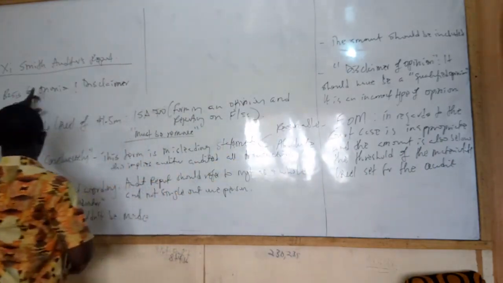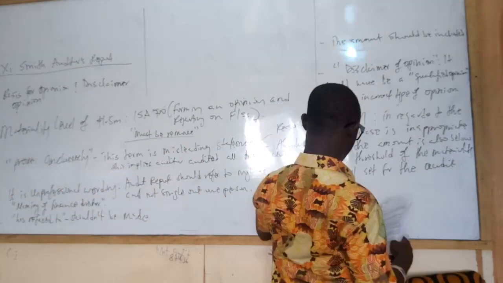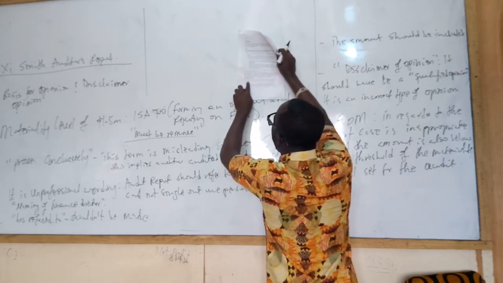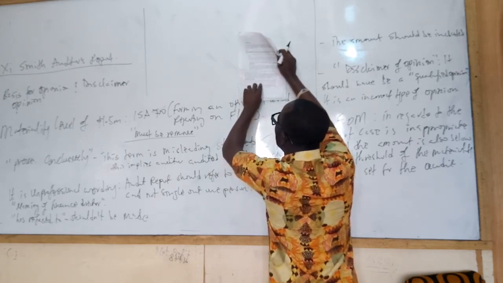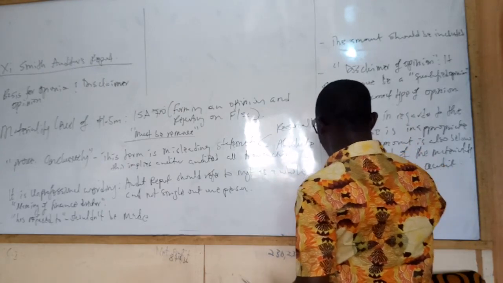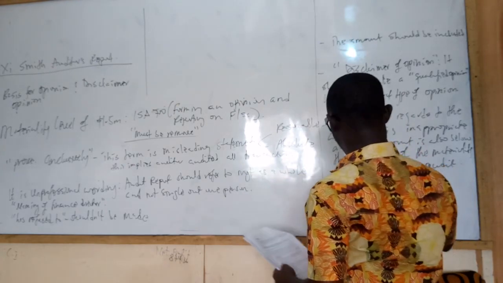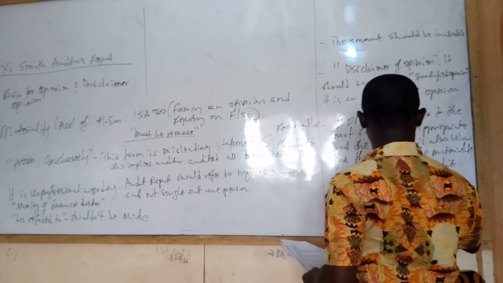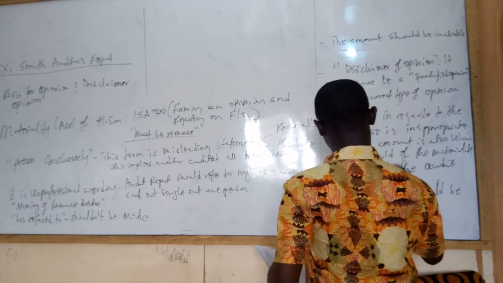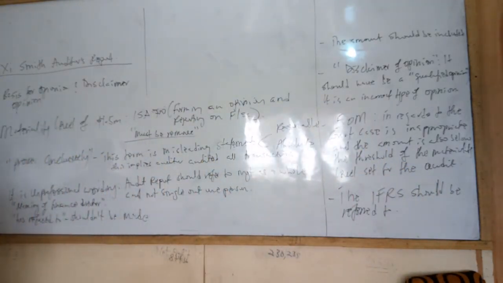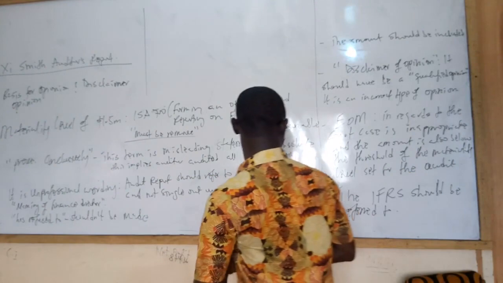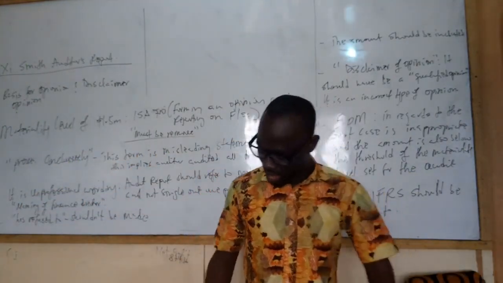There you go. Then the last thing. 1, 2, 3, 4, 5, 6, 7, 8. So the last thing, 9. You see the final statement he made there? He said, we draw your attention to this breach of the relevant IFRS. Relevant IFRS, he said. The IFRS in question should be referred to. No, the appropriate IFRS should be referred to.